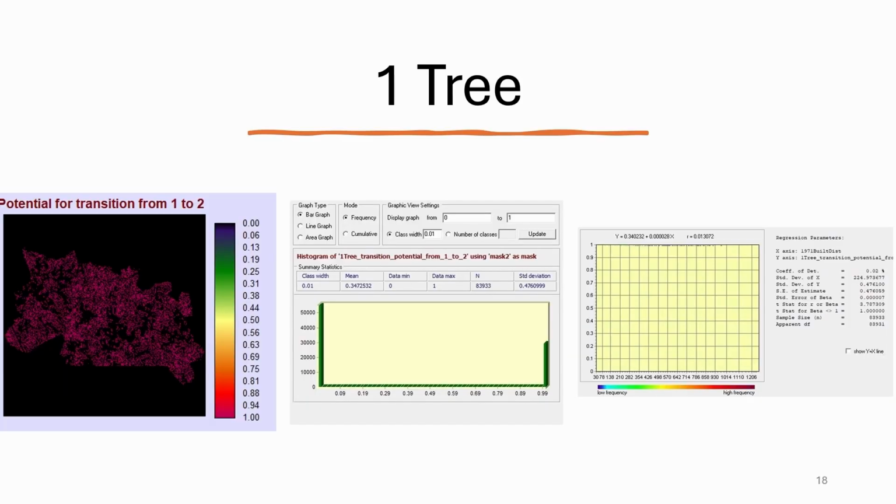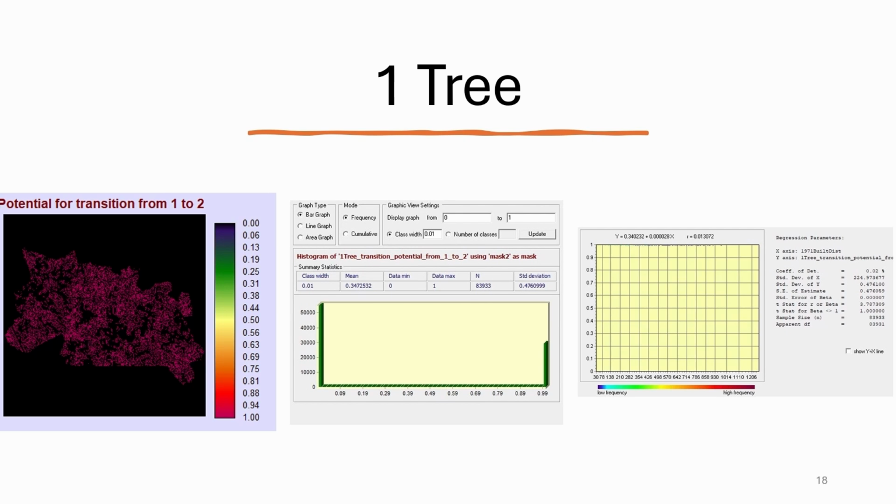Here are the outputs of the model when just one tree is used, using distance from built as a predictor variable and the other parameters being set to default. The transition potential map on the left shows which areas are less likely to transition from non-built to built and which are more likely. With just one tree, there are only 2 possible transition potential values, 1 and 0.